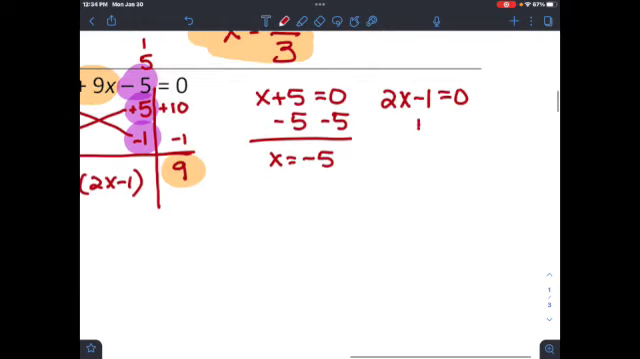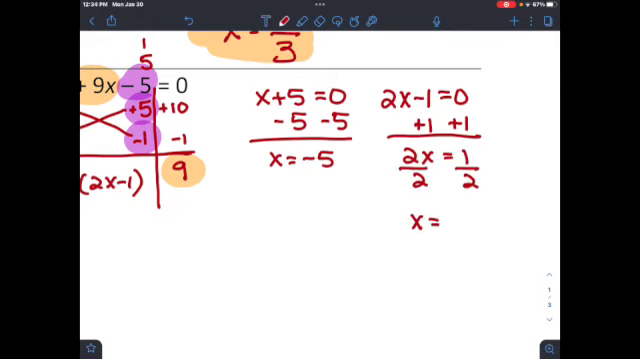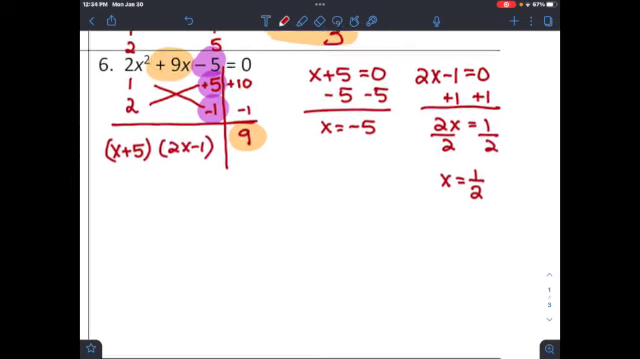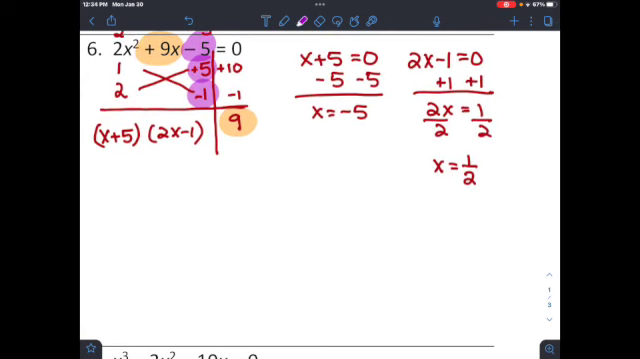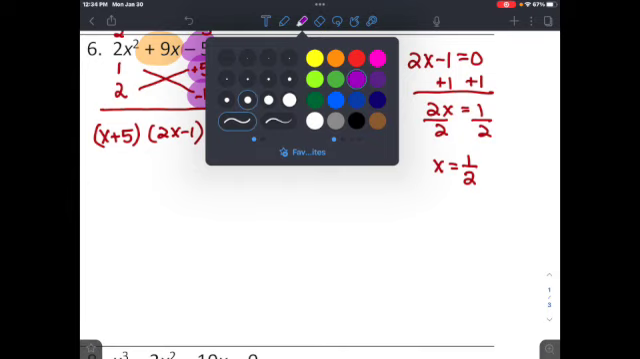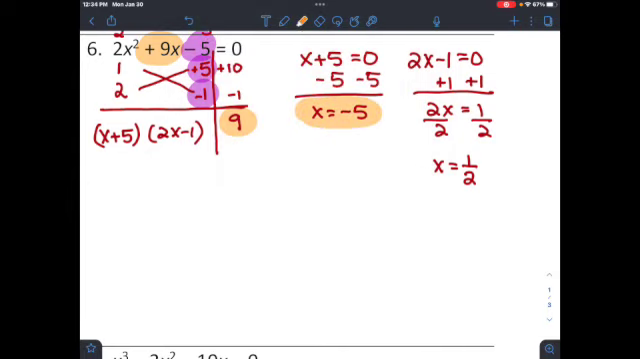And the second one is going to be plus 1 on both sides. You're left with 2x equals 1, and then you divide by 2. Then x equals 1 over 2. Now after you do that, you will have the answer that x equals negative 5 and x equals 1/2.